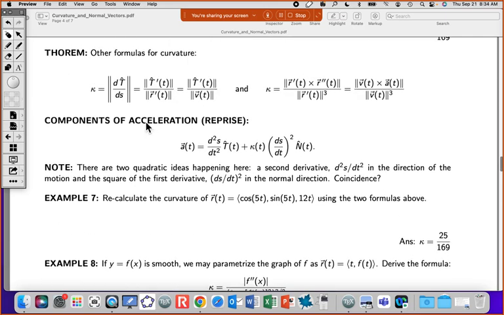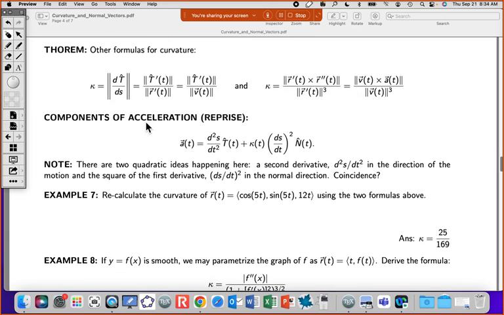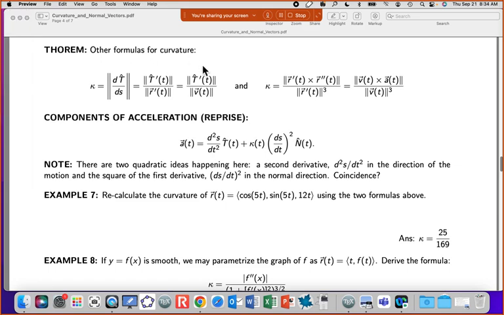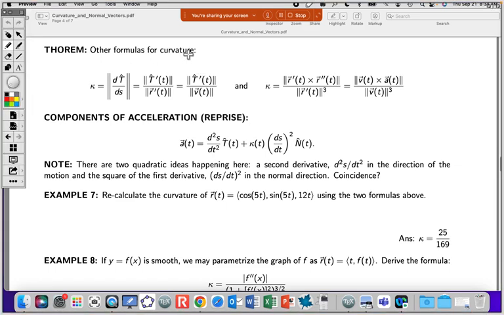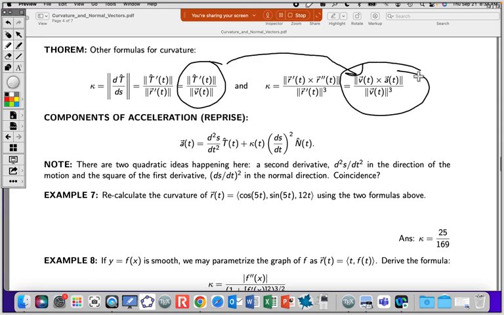Now let's talk about some other formulas for curvature here. From this formula, we can replace this, and we can get to this formula with curvature. Once again, going through the decomposition equation, taking cross products and all that other stuff.